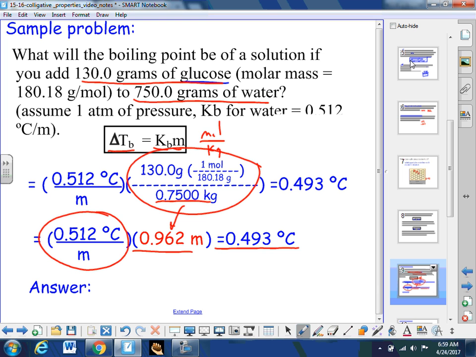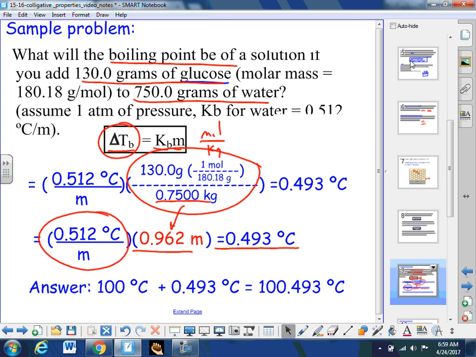Note the problem asks, what will the boiling point be? We just solved for the change. And remember, it is boiling point elevation. So pure water boils at 100 degrees Celsius. If we add a non-volatile solute to that amount, then the final boiling point is going to be 100 degrees Celsius plus 0.493 degrees Celsius, or 100.493 degrees Celsius. So we have a boiling point elevation of 0.493 degrees Celsius.